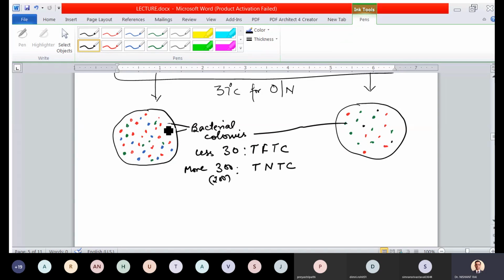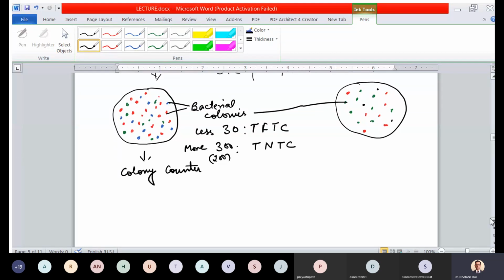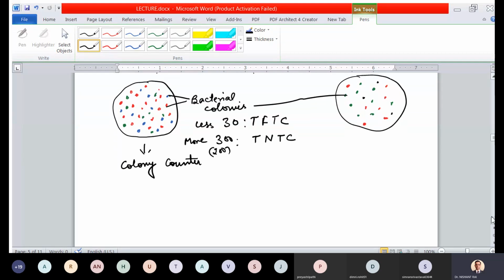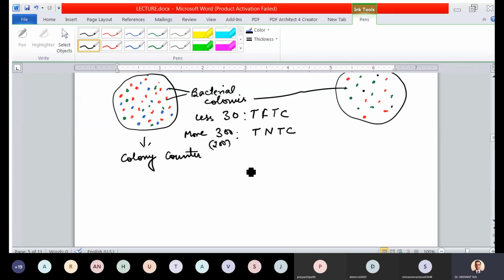Now, the colonies which appeared on the plate, you will count using a colony counter. The machine used in a microbiology lab to count colonies is known as a colony counter. So a colony counter is a machine or instrument which is used to count the colonies. It is basically a somewhat box-like structure.